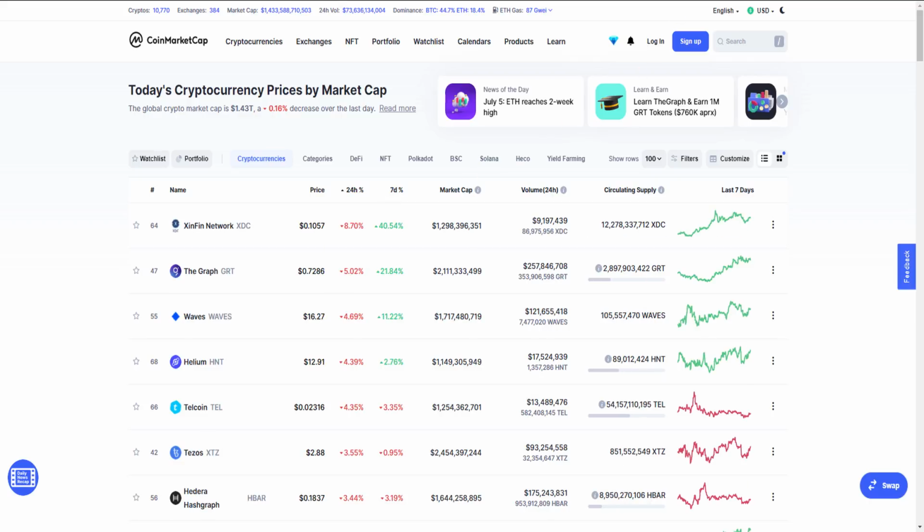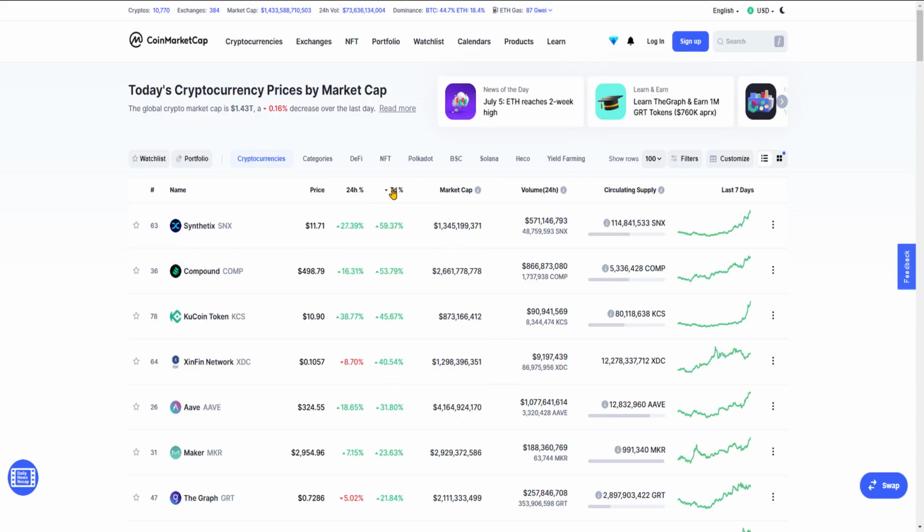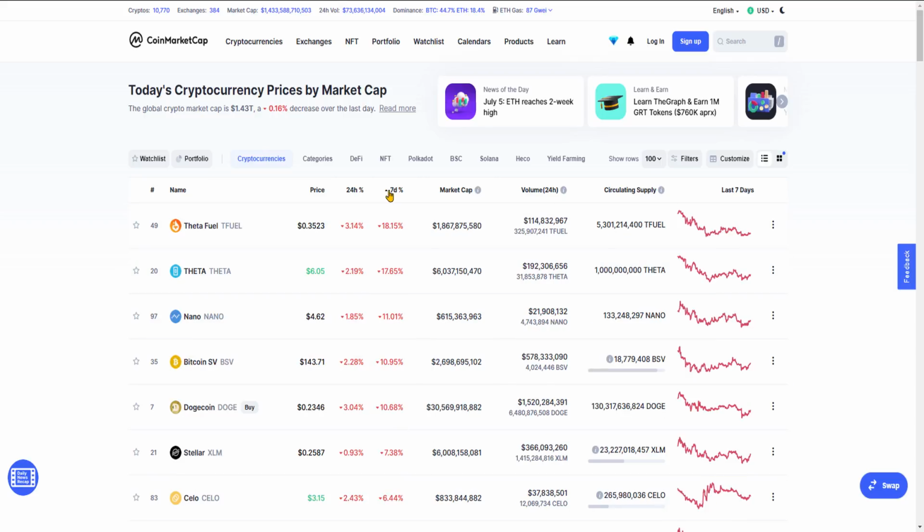The greatest 24-hour percentage losses: XDC, Graph, Waves, Helium, Telcoin, Tezos, and HBAR. Let's go the other way and see the largest 7-day gainers: Synthetics, Compound, KuCoin, XTC, Aave, Maker, and the Graph. Let's flip around the other way. Greatest losses: T-Fuel, Theta, Nano, BSV, Doge, Stellar, and Cello.